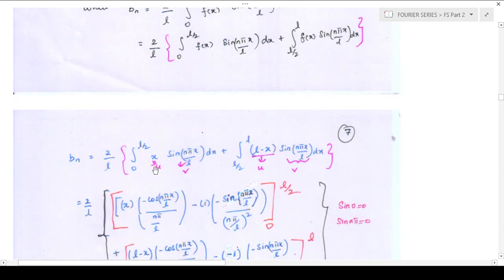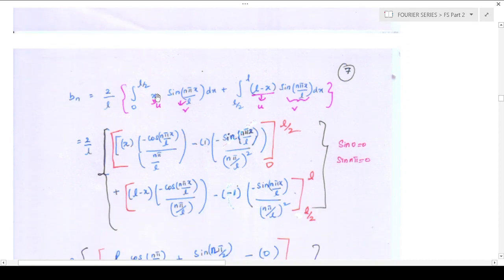Again, by Bernoulli's integration by parts, we are going to integrate both the integrals. It is x power 1. So 2 pairs of bracket with alternative plus or minus. Then similarly here also x power 1 term. So same 2 pairs of bracket with alternative plus or minus, children. First u dash. U is x, u dash is 1. Integrate sine n pi x by L. It is minus cos n pi x by L divided by n pi by L. Integrate this. You will be getting minus sine n pi x by L divided by n pi by L the whole square. Similarly, same thing.